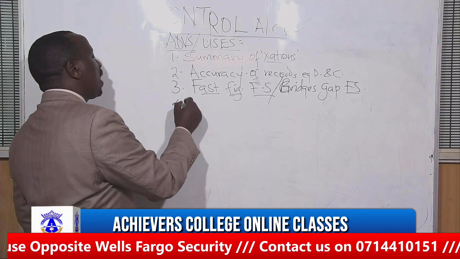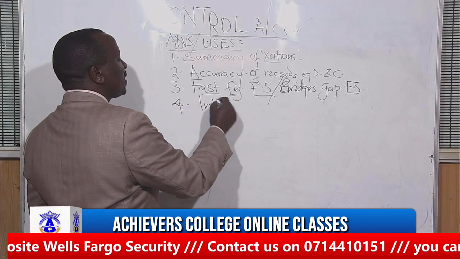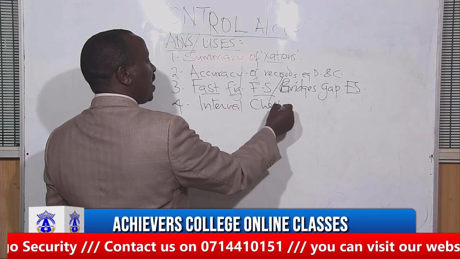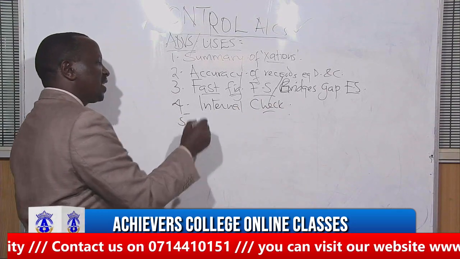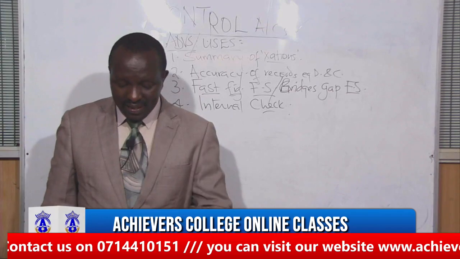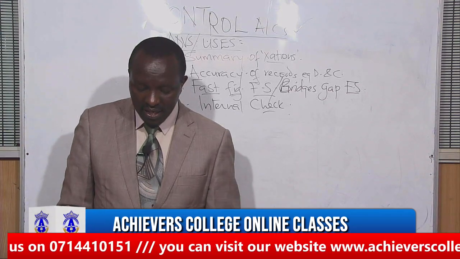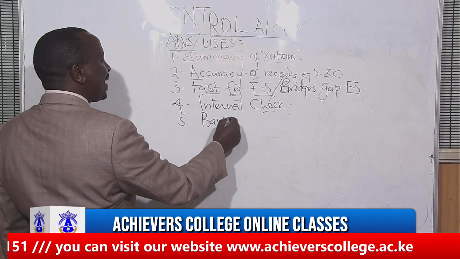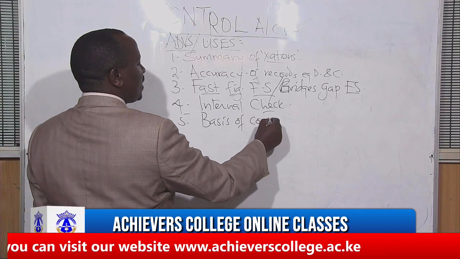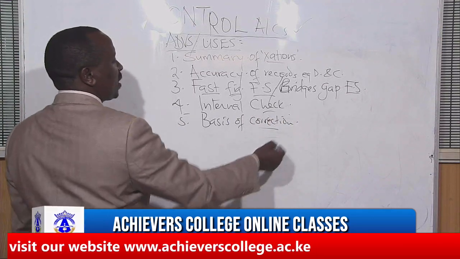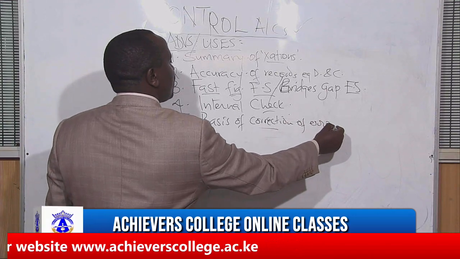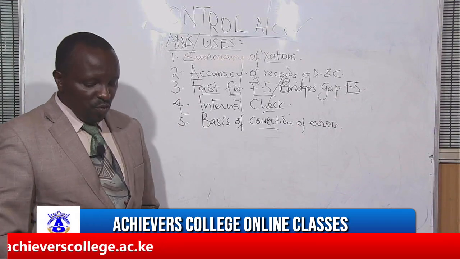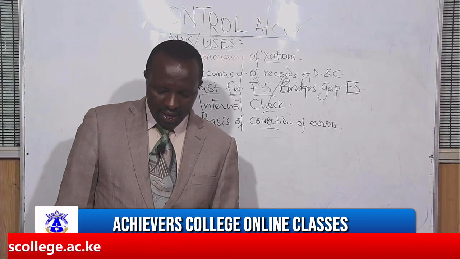And then control accounts are also used for internal checks. It is an internal control system. It enhances your internal control system, and that is why they are used. It gives you some internal check. It is very important that you note that. And then it also provides a basis for correcting errors. It gives you that basis of error correction. That is one of the reasons why we also have control accounts. It gives you the basis on which you can control errors.